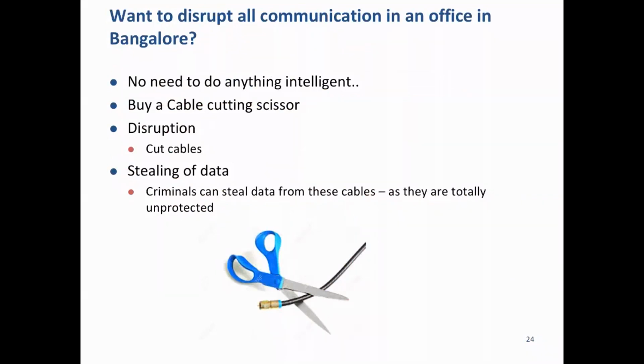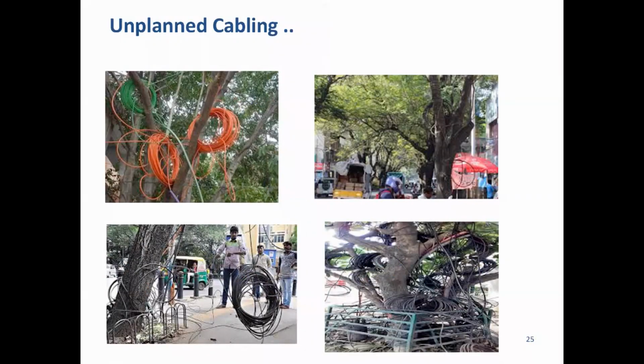Another way of disrupting the normal activities or communication in a city is that you just need to buy a scissor like this and cut the cable. Cables are everywhere. If you look around in big cities in India, like Bangalore, you can not only disrupt by cutting cables, but also steal the data very easily by putting some kind of tap here. So this is how things are.